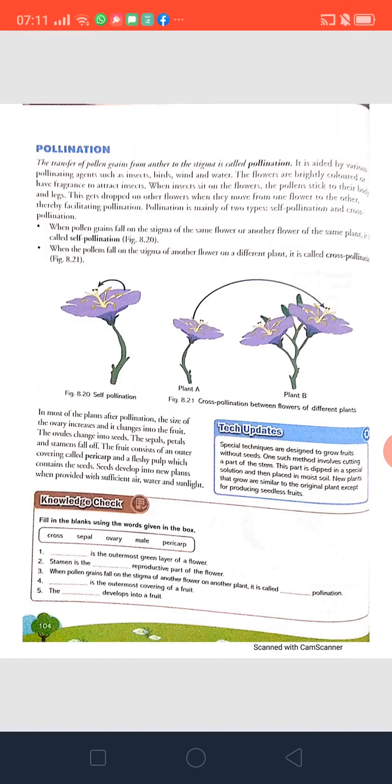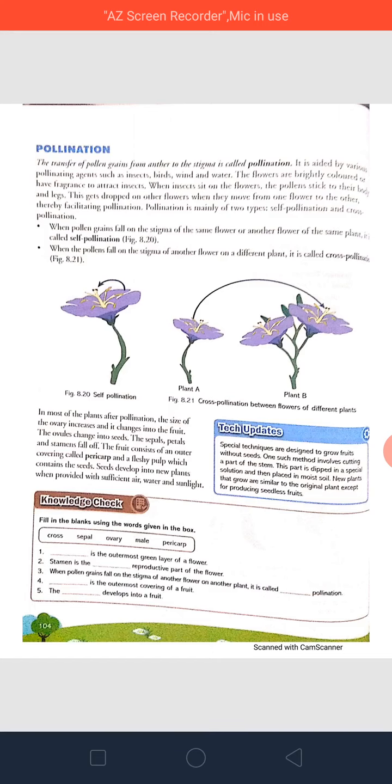As examples, if you look at the rose flower, you will find both parts, stamen and pistil. It means rose is a bisexual flower. Mustard, if you observe the mustard flower carefully, you will find both stamen, the male part, and pistil, the female part. That is also known as a bisexual flower.